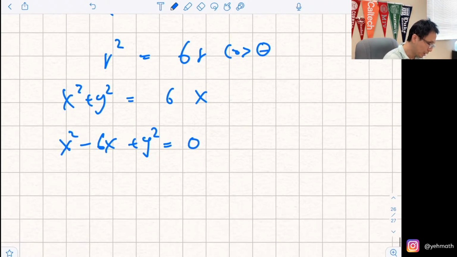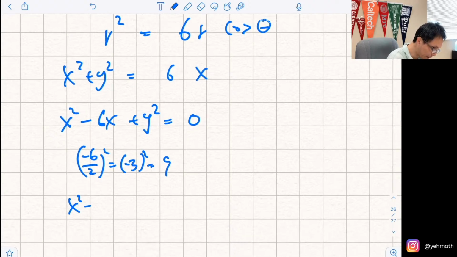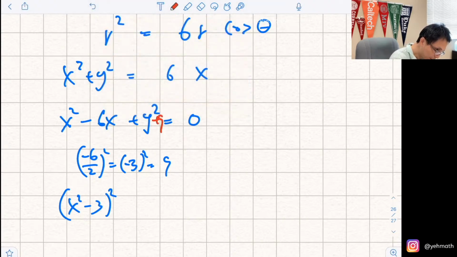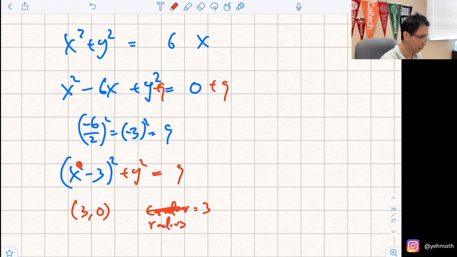You can actually complete the square. So that's going to be x minus 3 squared, plus y squared, and you add 9 on both sides. So the center is at 3, 0 and the radius is 3. That's the thing we learned in pre-cal. I got 6, 0.